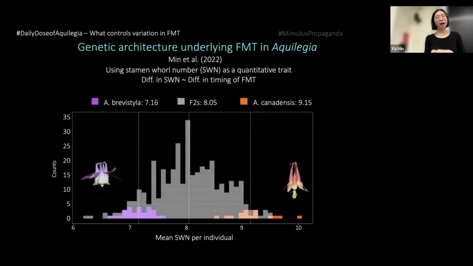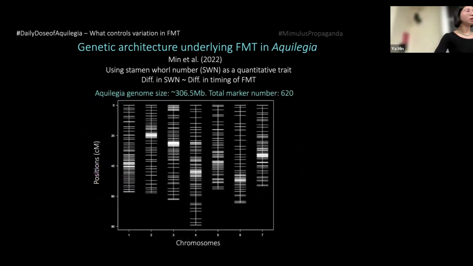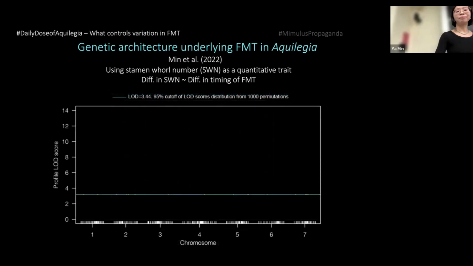Now, for every flower that we phenotyped, we also did whole genome sequencing to construct a genetic map. With genotype and phenotype in hand, we can associate them and find out which part of the genome is associated with a trait that we're interested in, which is QTL mapping. And here's how it looks.